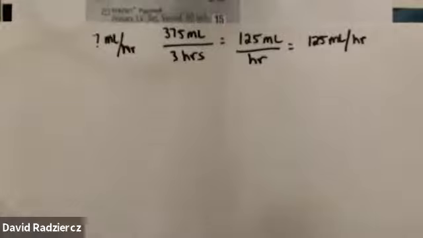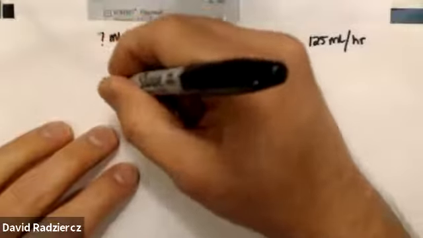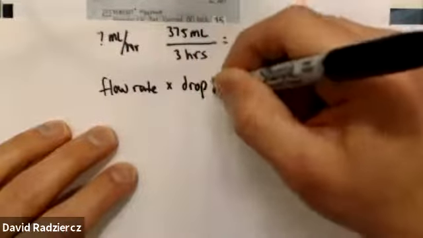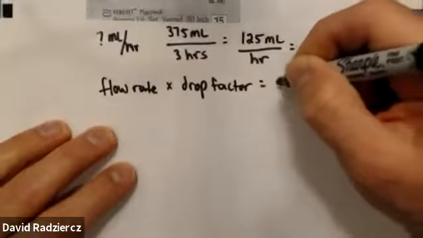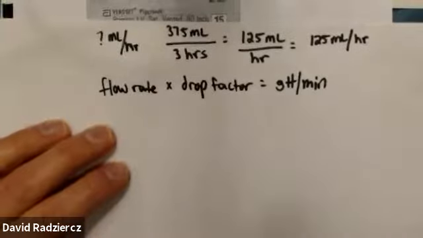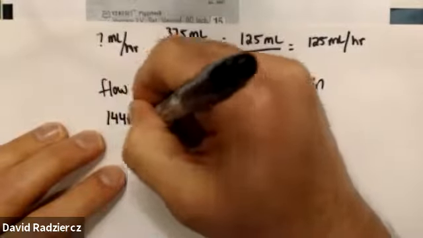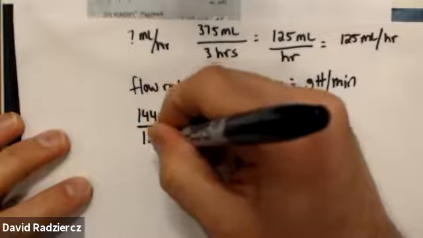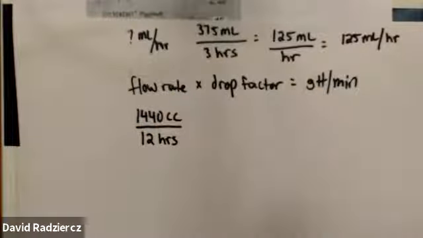So remember, in order to do a drop rate question, I need to know the flow rate. I need to know the drop factor. And I need to eventually get it into drops per minute. So my initial flow rate tells me I have 1,440 cc's. Remember, that's the same thing as milliliters. And it's infusing over 12 hours. Do you want 12 hours? No, you need to convert that to minutes.